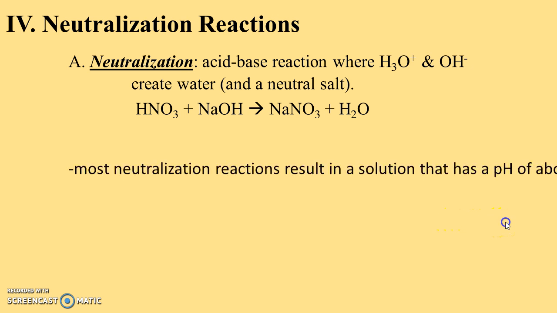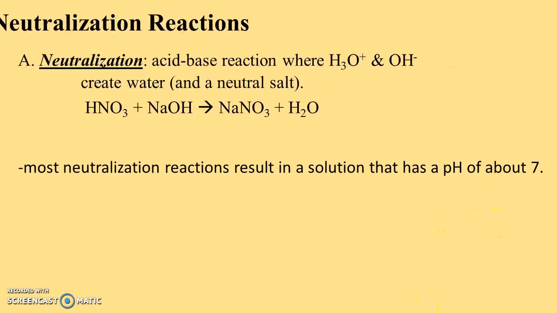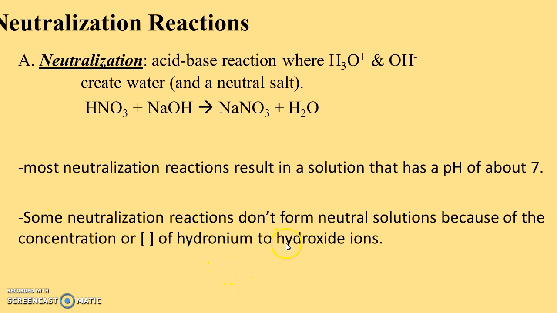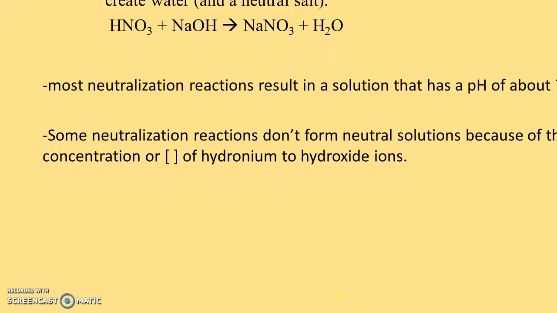A few things about these types of reactions. The neutralization reactions result in a pH of 7. So if you do the same ratio of acid to base based on their chemical equation, you should get a neutral pH. And we can tell if it's neutral using our indicator, so universal indicator or a pH indicator. Some neutralization reactions don't form neutral solutions because of the concentration of hydronium and hydroxide. So if you have a higher amount of hydronium or a higher amount of hydroxide, obviously that solution is not going to be fully neutralized.